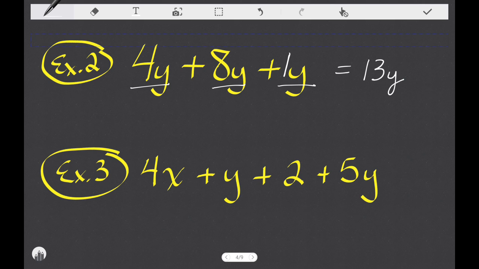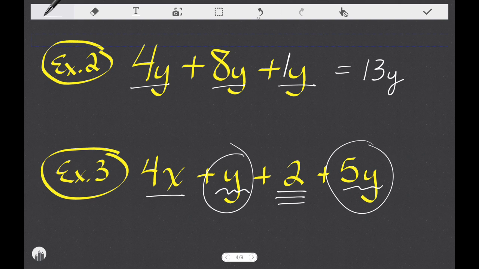Now, example 3, be a little bit more careful here. Which ones are alike? Well, I have an x here, I have a y here, I have the 2 here, and I have a y here. So even just by underlining those differently, I can identify, hey, which two had the same kind of underline? This one and this one, they are alike. They both have a variable of y. And again, just remember there's a 1 here.